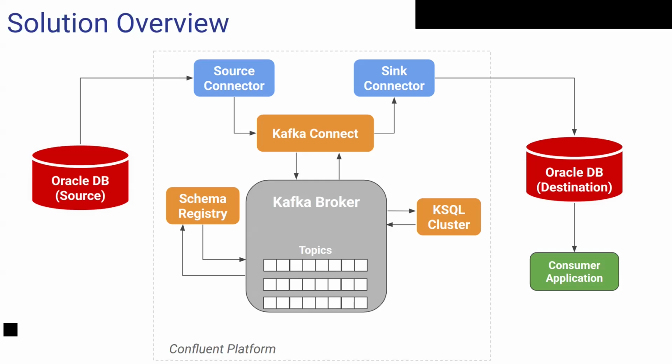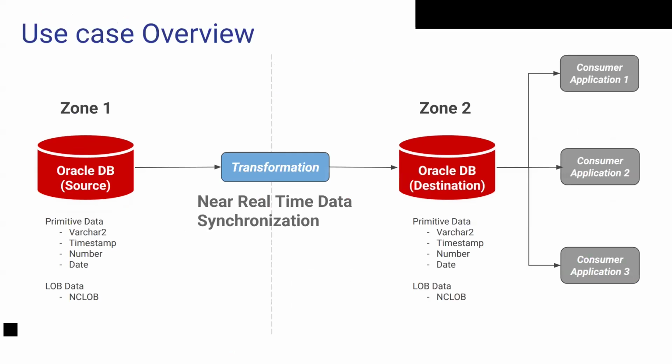Yes, that's a very good question. If you see the previous design, if it was a direct replication between the source and the destination, yes, you can use the native Oracle tools. But here, they wanted to do a transformation, and that transformation was possible using KSQL, and KSQL is part of Confluent. So that is the reason we used this solution.